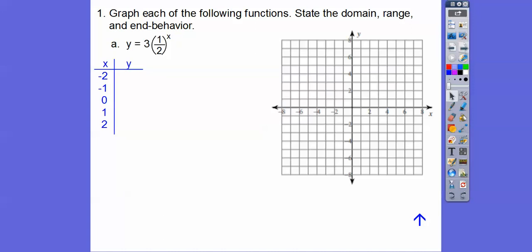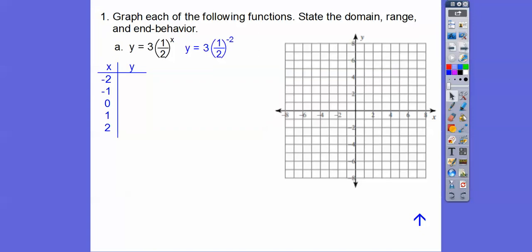On all of them, we IM2 teachers would like you to plot these points: -2, -1, 0, 1, and 2. So let's plug in -2. Remember, a fraction to a negative exponent: if we flip that fraction, it becomes a positive exponent. So 2 over 1 is just 2, 2 squared is 4, so 3 times 4 is 12. So I went to the left 2, up 12. I just kind of guesstimated, that would be about up 12.